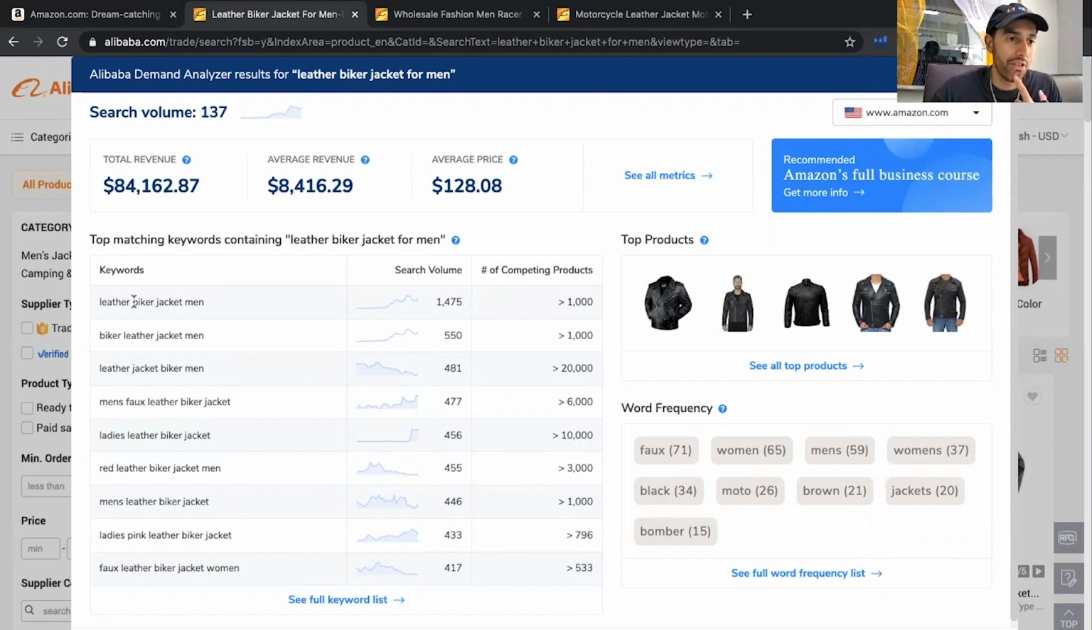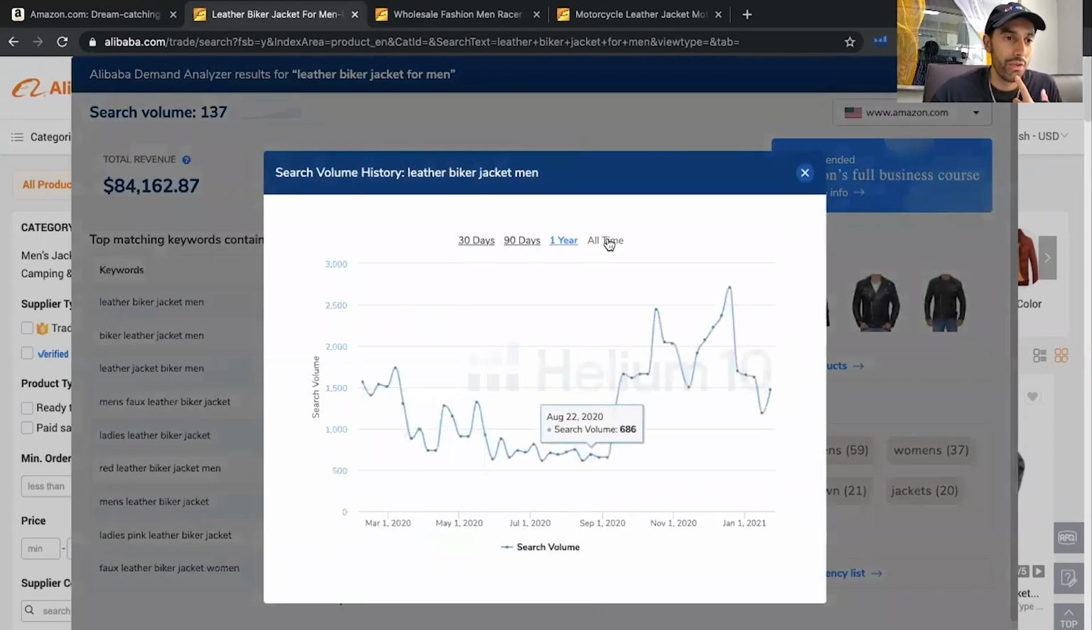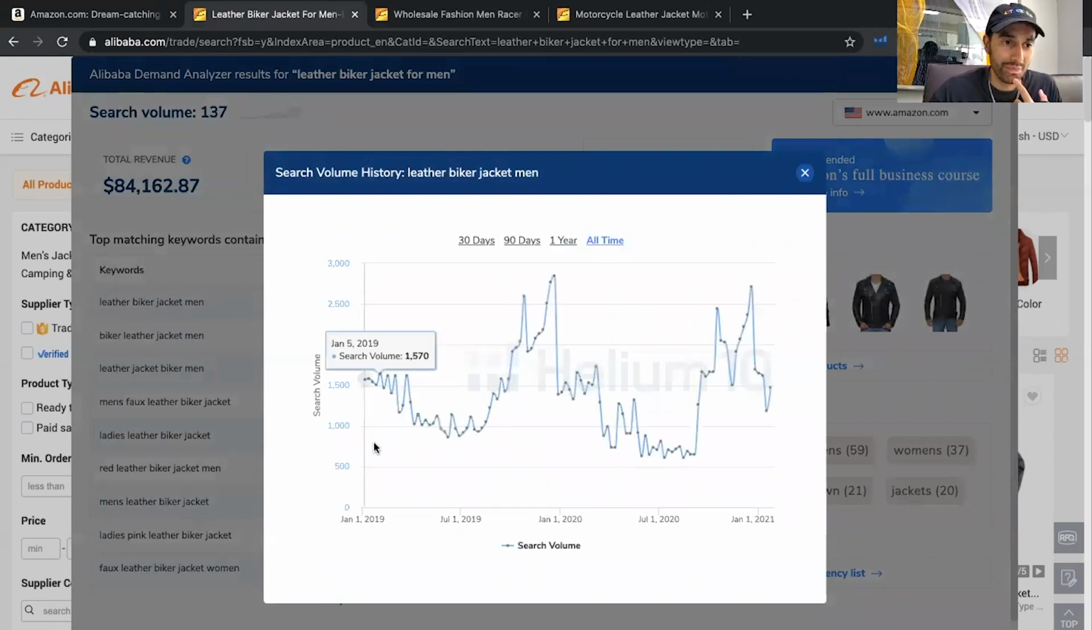But if we go leather biker jacket men, we get 1,500 searches, and then we can click on here and see the search volume over time. Super interesting. You can see when it's peak. This is probably when it's quite cold, which is why it's getting searched a lot during then.